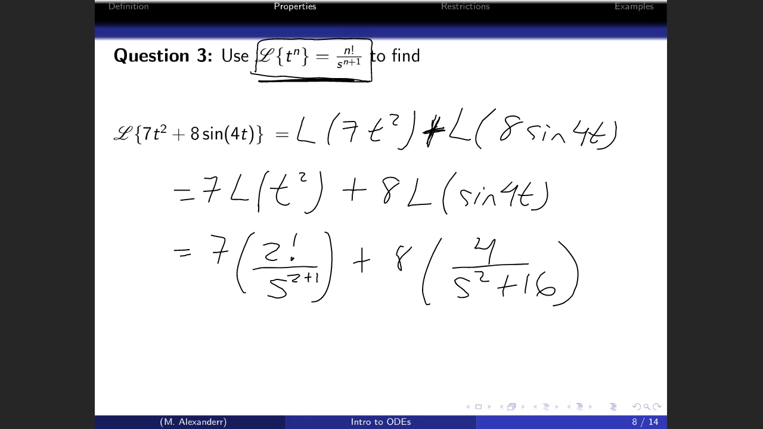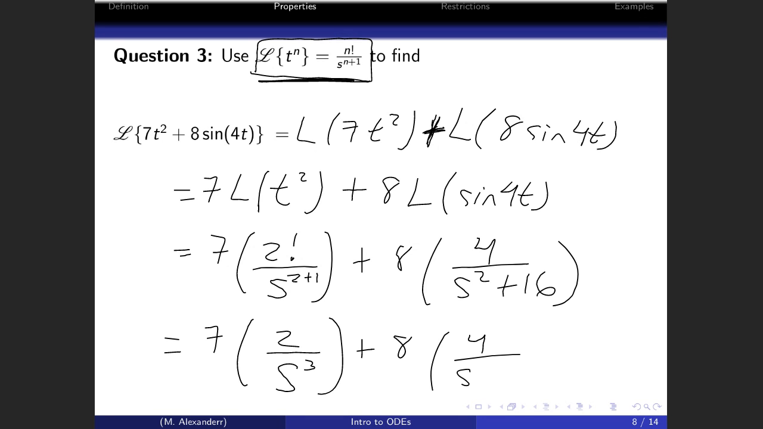Now we just simplify the notation. 2 factorial, let me write it out this way, is the same thing as 2 over s to the third, and then plus 8 times 4 divided by s squared plus 16. Yes, you can simplify this a little bit more, but I just want to emphasize that we are using the linear property of the Laplace transform to calculate the Laplace transform of the original blue function. So the Laplace transform of the original blue function is given by this end result at the very bottom.